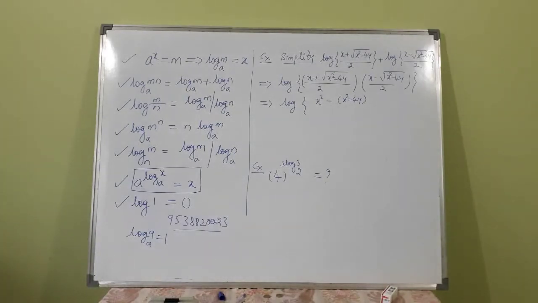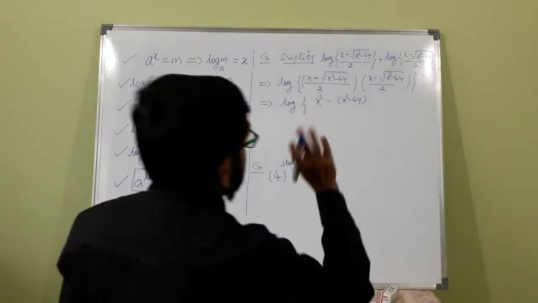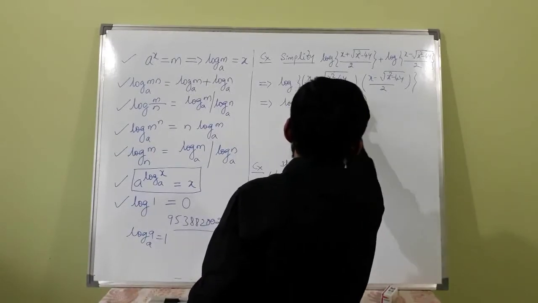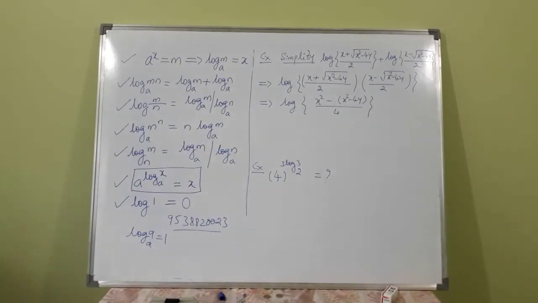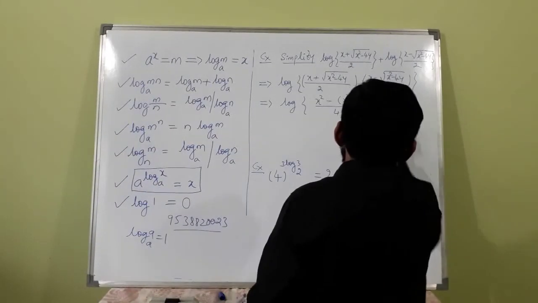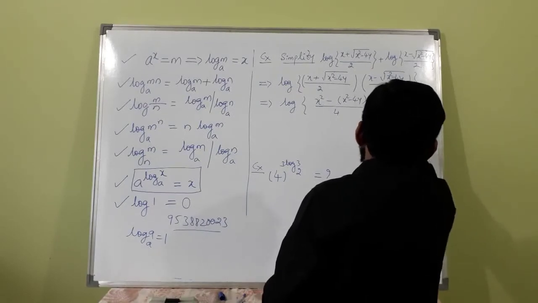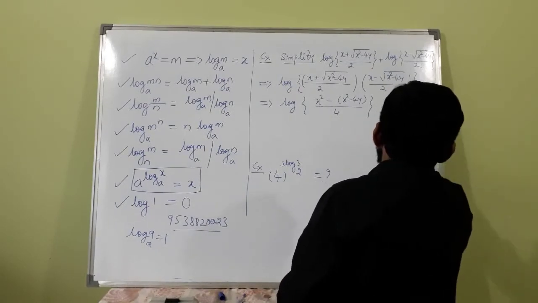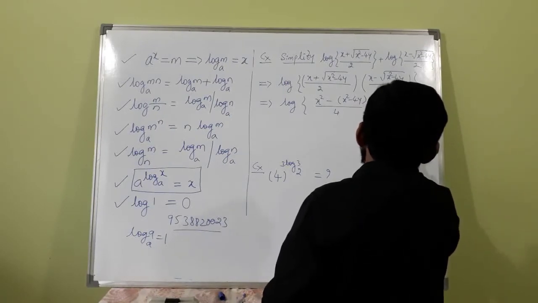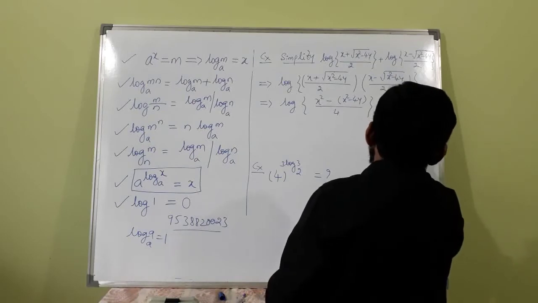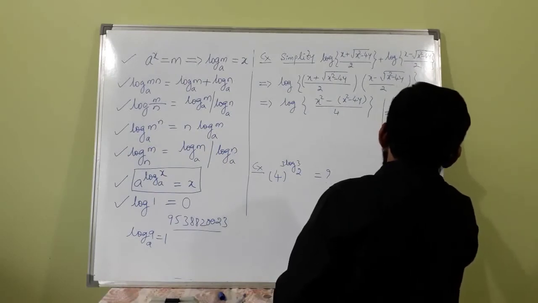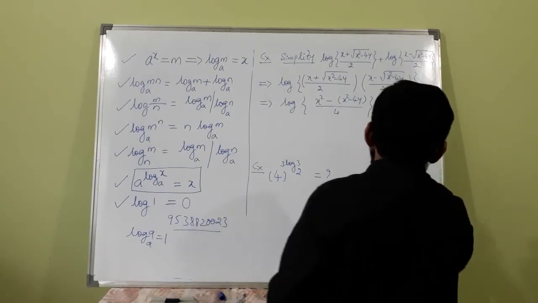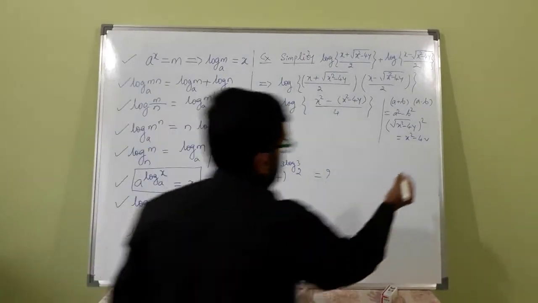The square of the square root of x square minus 4y, the square and square root get cancelled, divided by 4, 2 into 2 is 4. You got it? Okay. a plus b, a minus b is equal to a square minus b square, and the square of the root is equal to x square minus 4y. This is minus 4y.